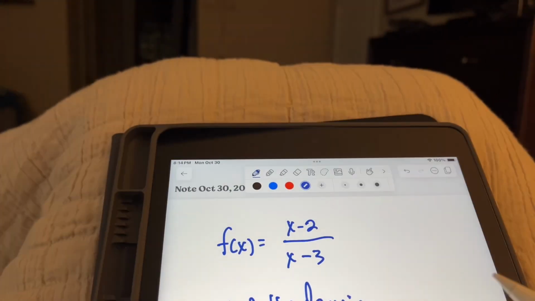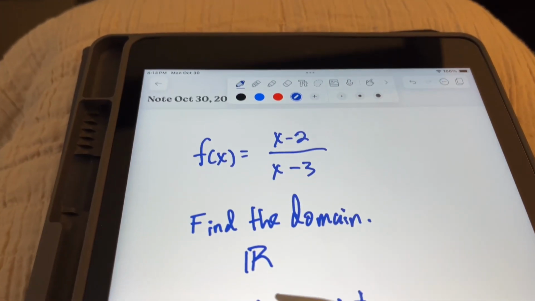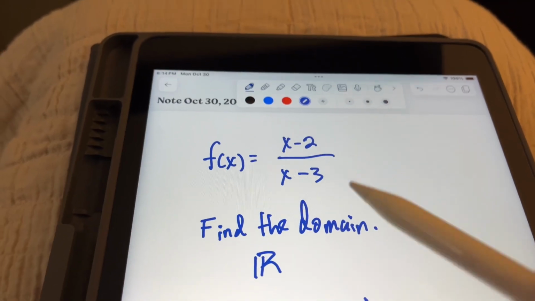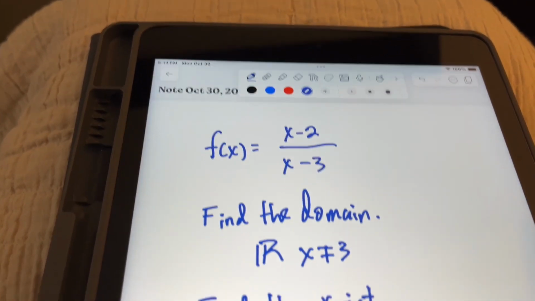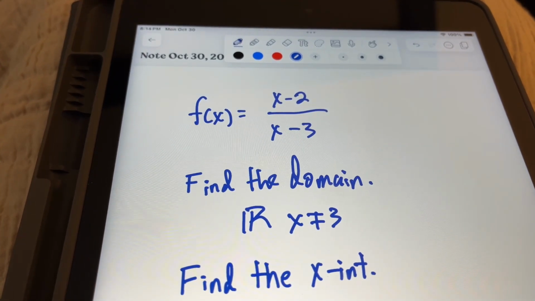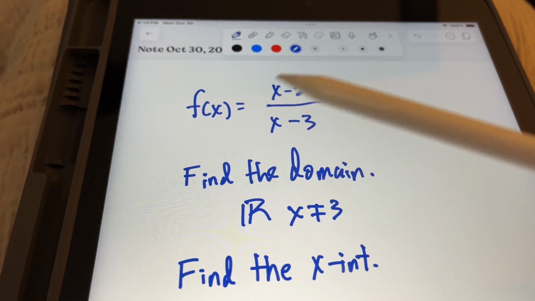So the domain here can be all the real numbers. You really could use anything. We'll say all the real numbers. This is the symbol for that. But you couldn't use 3. So it's all the real numbers, but not 3. So x cannot be equal to 3. So that's what the domain is.